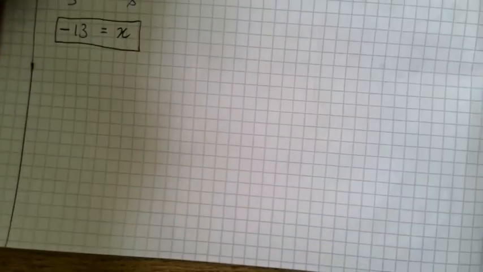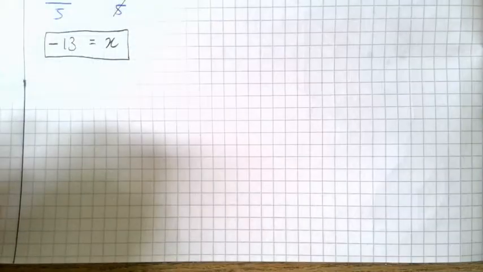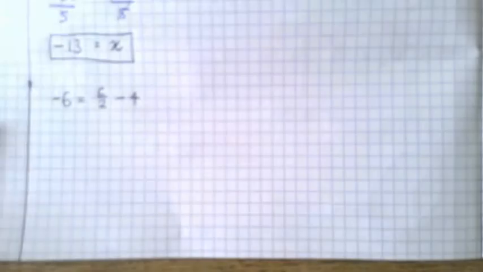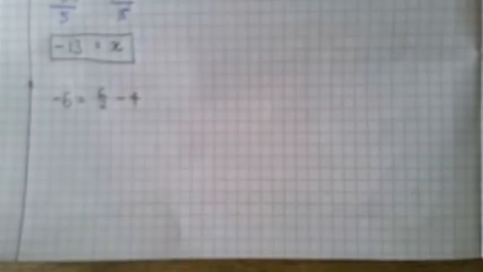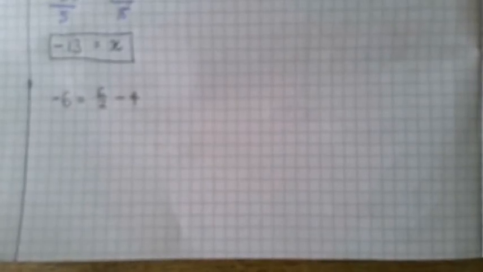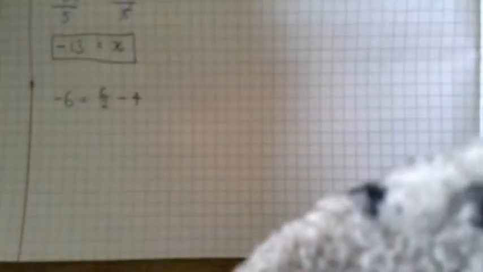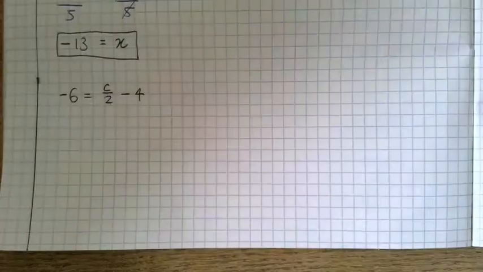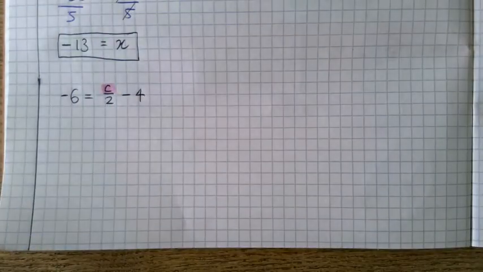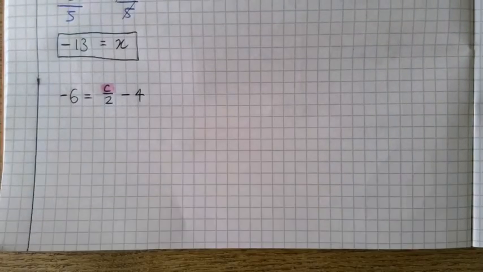So, second to last example, we're going to have negative 6 equals c over 2 take away 4. So I first think to myself, okay, what am I trying to do? There we go. What am I trying to do? Well, I'm trying to find what c is equal to. So my answer should be c equals something, a number.